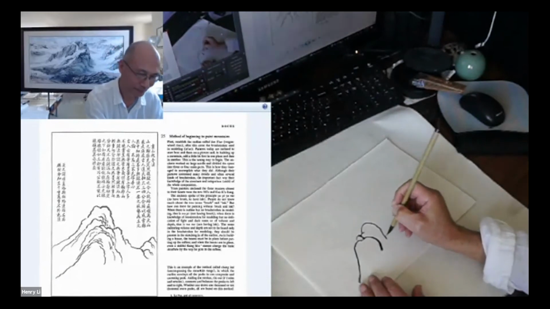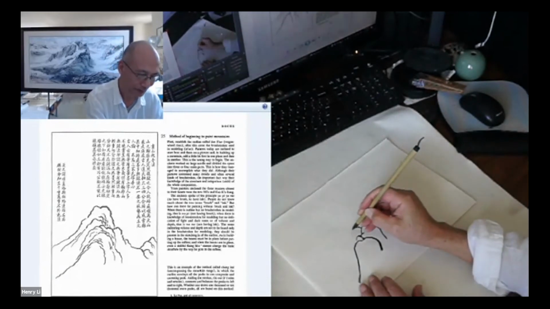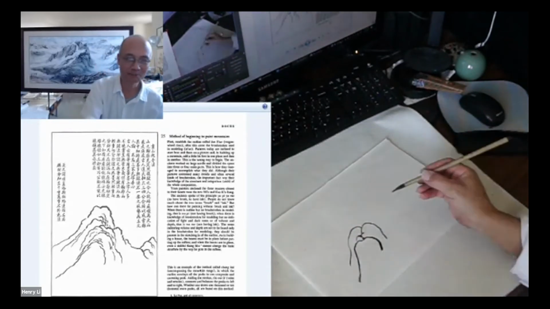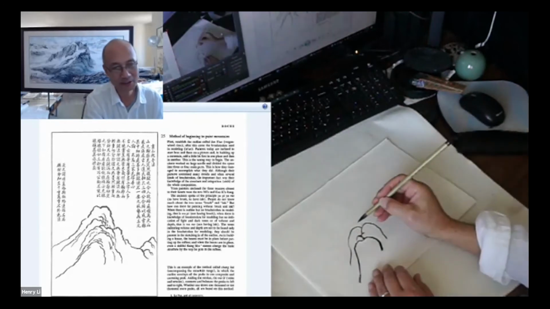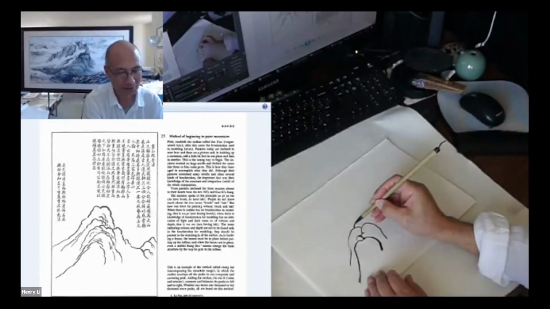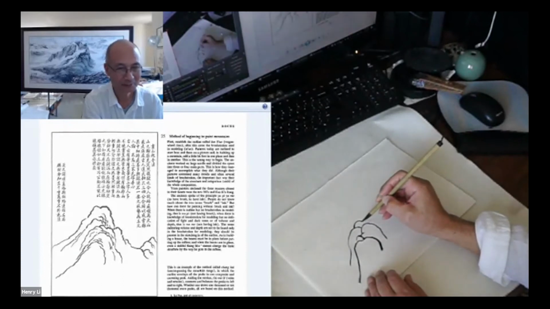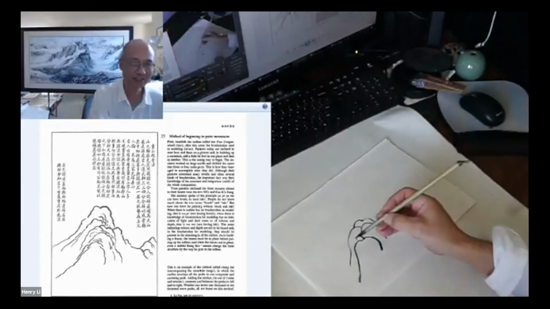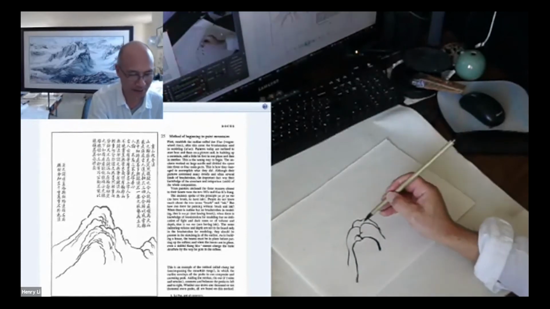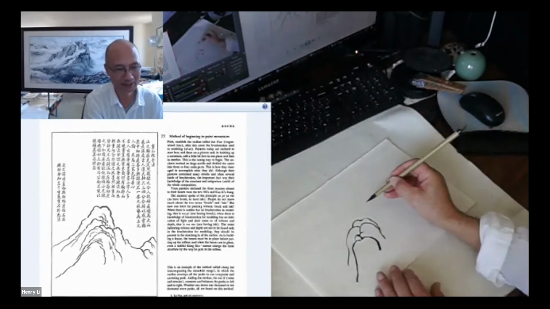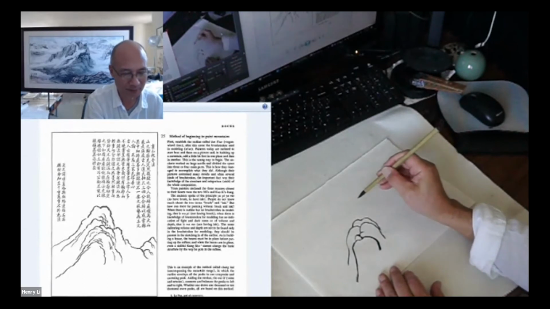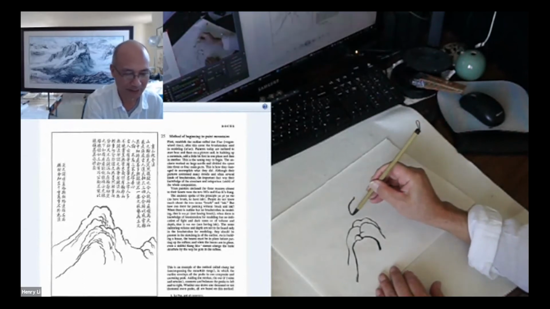Second. So one left, one right, basically. I just simplify it, but you can also vary the pressure and be more sensitive to the quality of line. But at this point, I just illustrate the basic idea of dragon vein. So the idea is that you draw this, this kind of left and right.